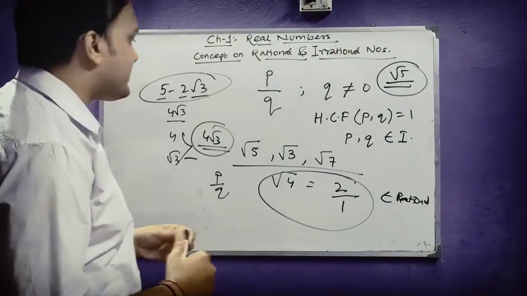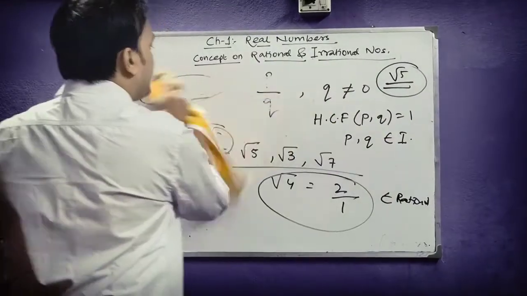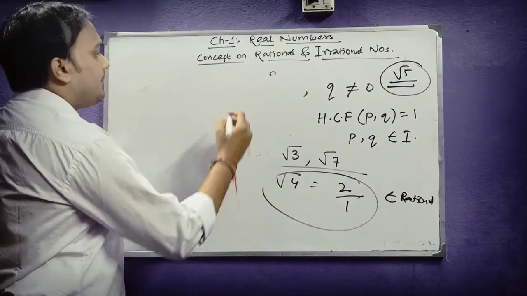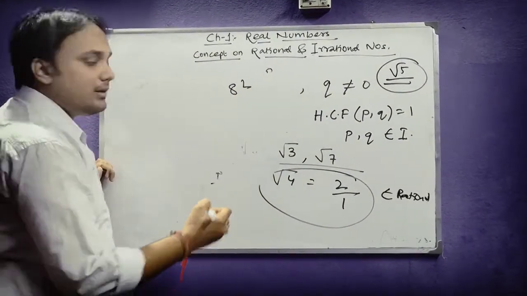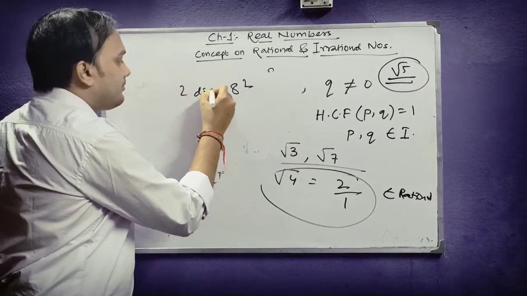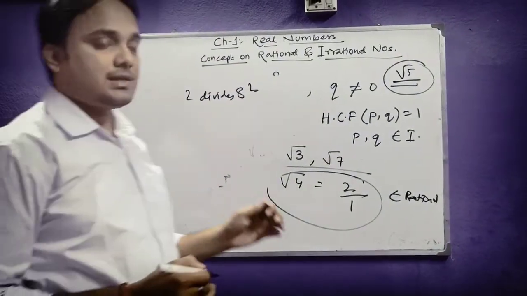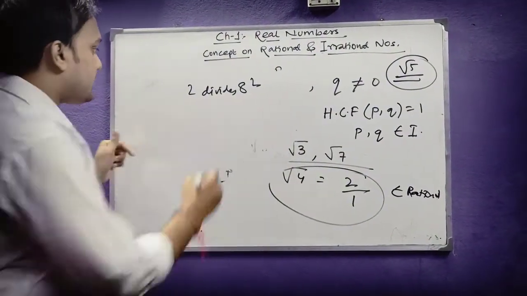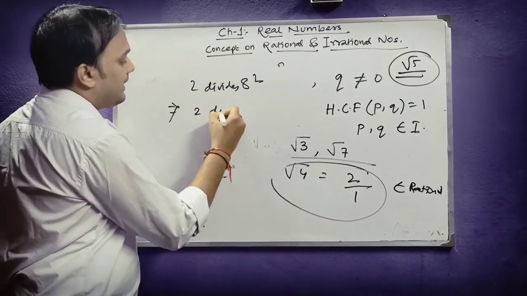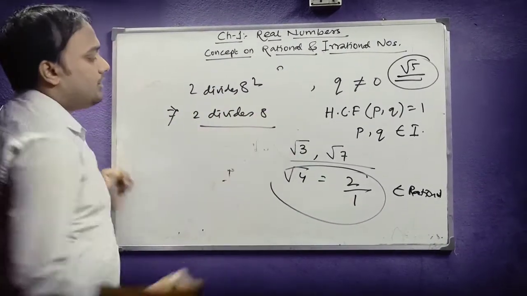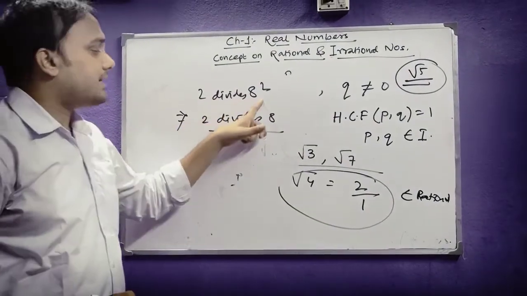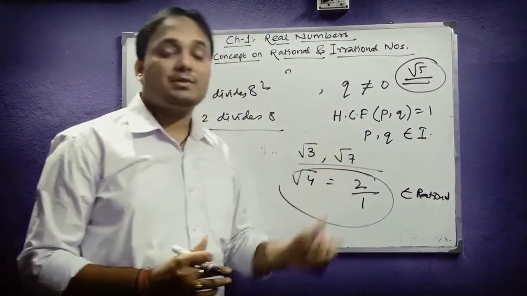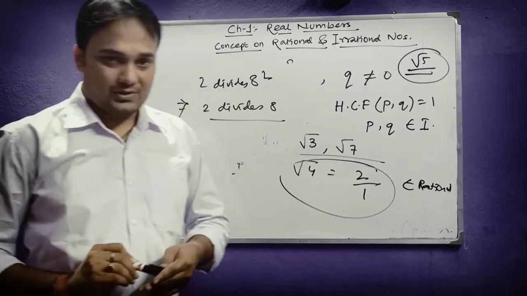I am just giving you a very simple example so that the theorem is quite clear to you. We know that 2 divides 8 square, because 8 square is 64 and 64 is divisible by 2. So I can say that 2 divides 8 square. That implies 2 divides 8. Right? So if 2 divides 8 square, then I can come to the conclusion that 2 divides 8. This was the main theorem which we will be using while proving this statement.